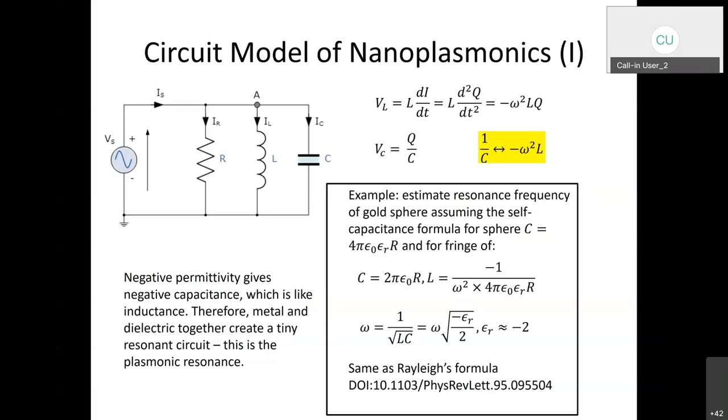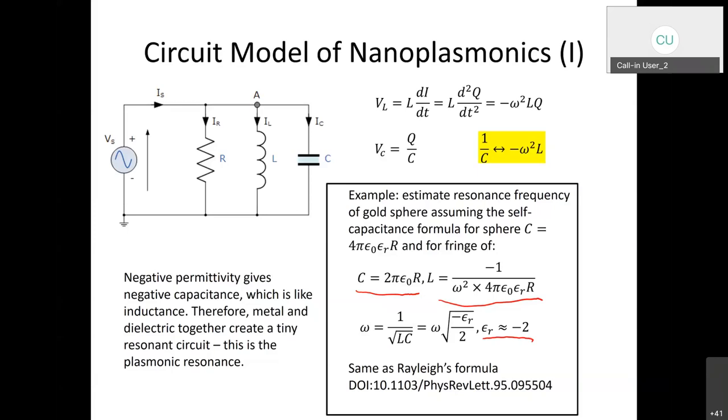Essentially, your gold nanosphere will have a capacitance associated with it, and it will have an inductance associated with it. And if we use the usual formula for the resonance of an LC circuit, we can find that the resonance occurs when the permittivity equals -2, for a surrounding vacuum material. So we get the same resonance response here from a circuit model if you use the appropriate capacitance and inductance values. So essentially, where does the inductance come from?